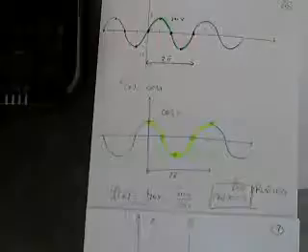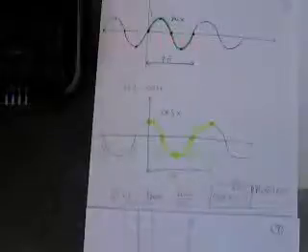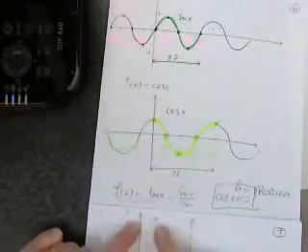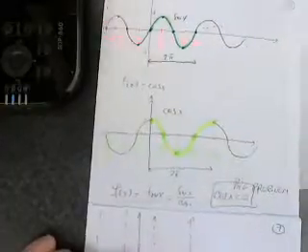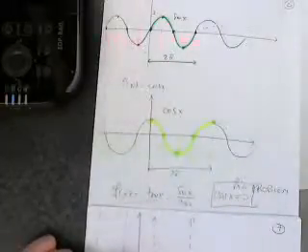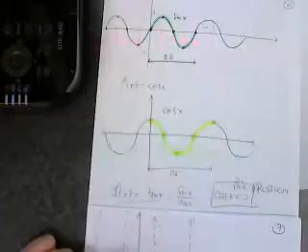Good. Ready? What quadrant is this? Between 0 degrees, 0 radians and pi over 2. Quadrant 1. What is the sign of tangent in the first quadrant? Positive. Right, because sine and cosine are positive. Okay.